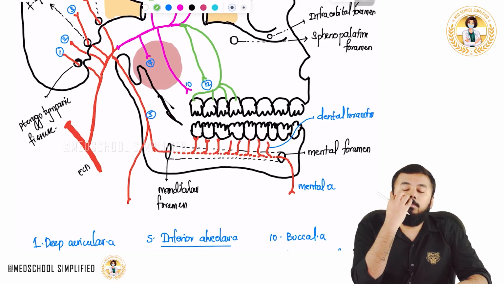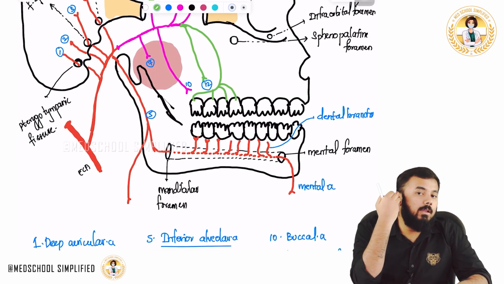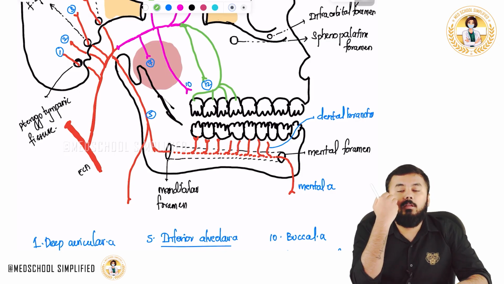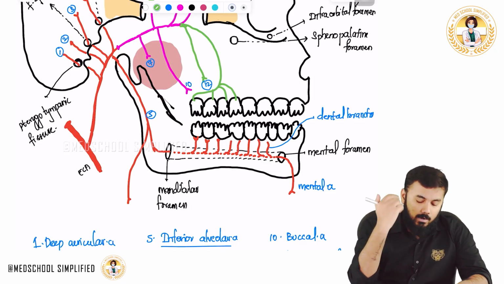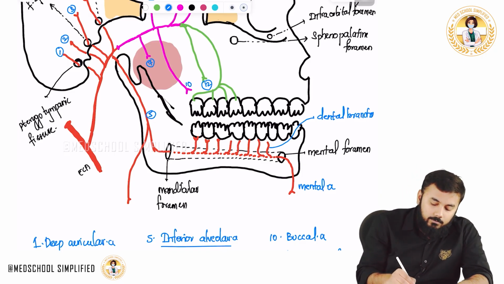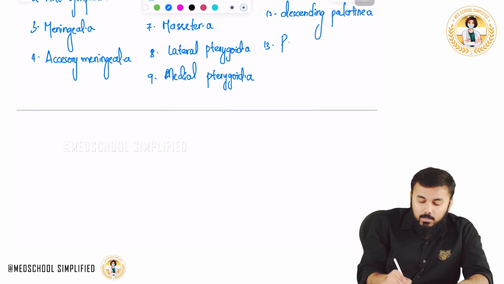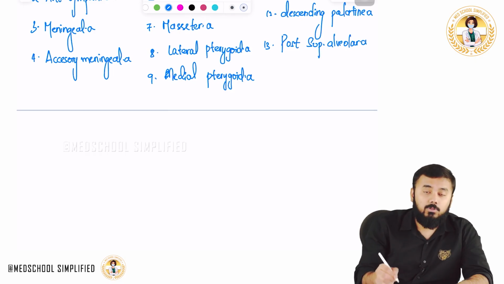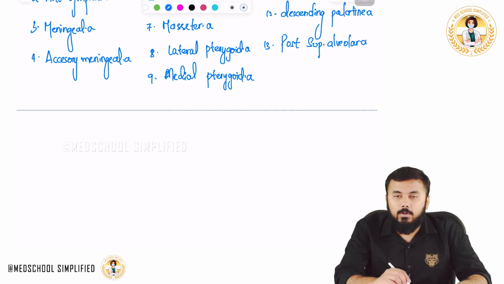On the top also, is it supplying to the anterior alveoli or the posterior alveoli? These are called as your posterior alveoli. So you have to call them as posterior superior alveolar artery. Artery number 13 is posterior superior alveolar artery.